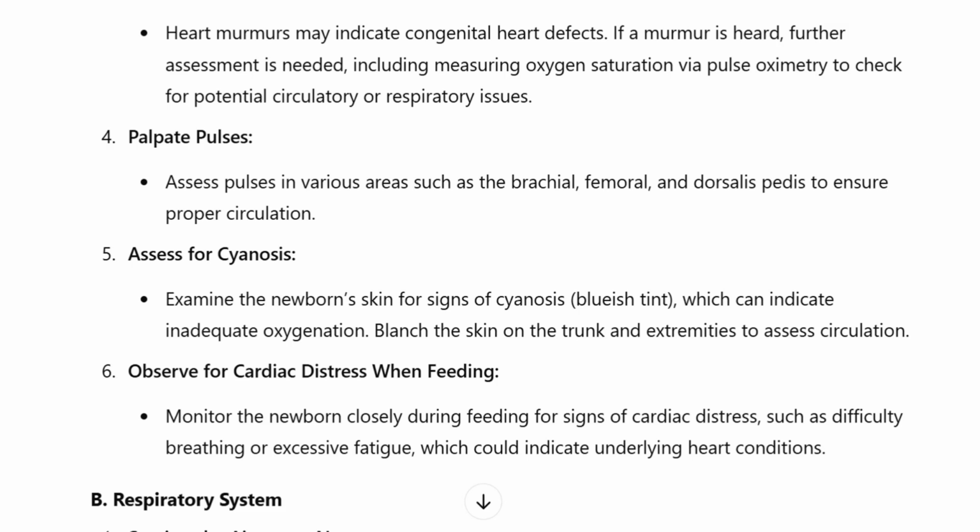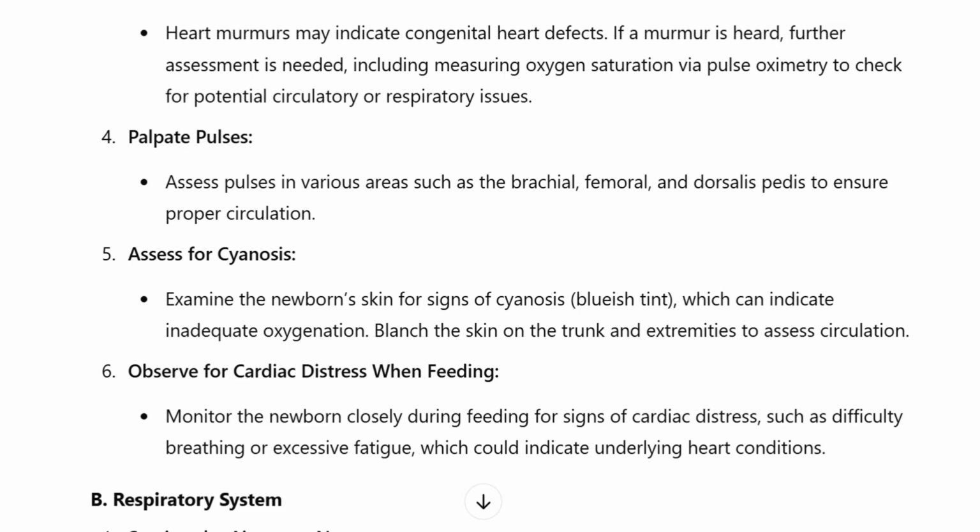5. Assess for cyanosis. Examine the newborn's skin for signs of cyanosis, a bluish tint, which can indicate inadequate oxygenation. Blanch the skin on the trunk and extremities to assess circulation. 6. Observe for cardiac distress. When feeding, monitor the newborn closely during feeding for signs of cardiac distress, such as difficulty breathing or excessive fatigue, which could indicate underlying heart conditions.